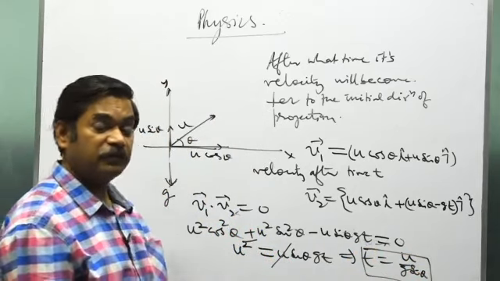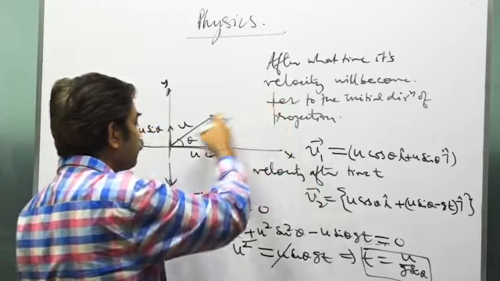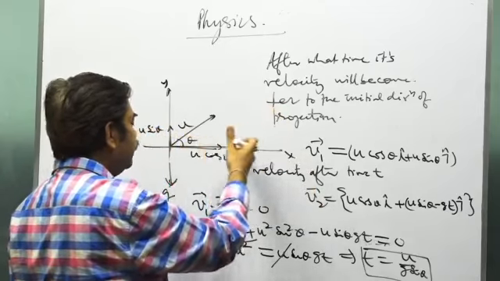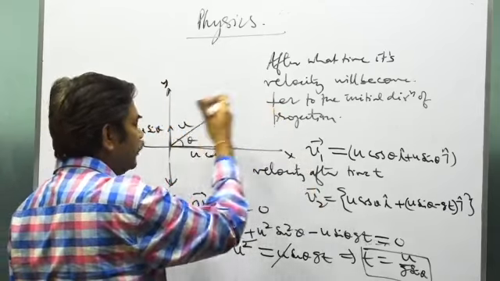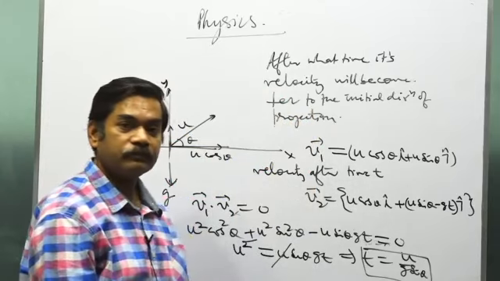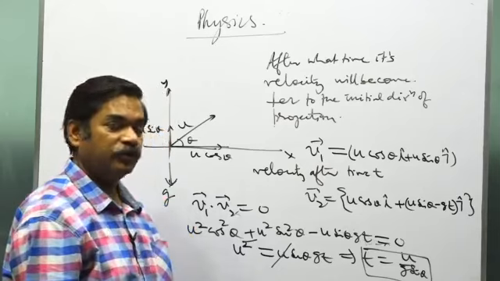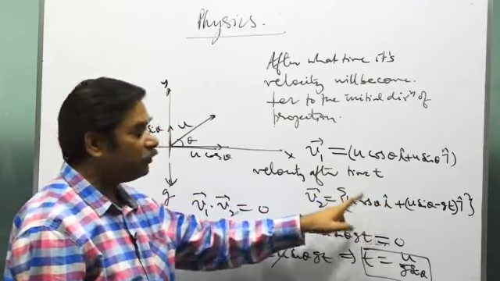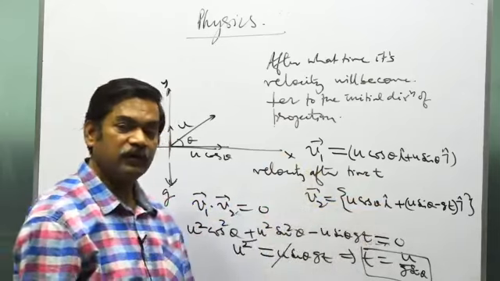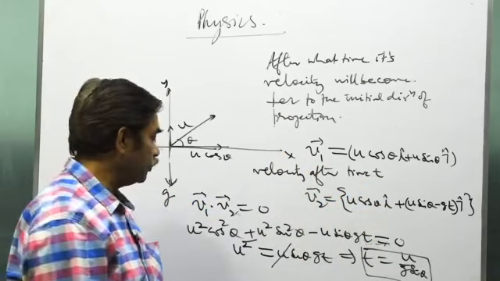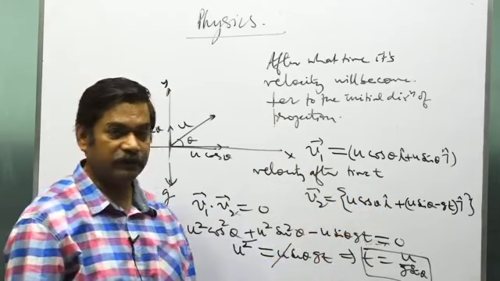So you see the steps when you had to solve this question. First of all, the common thing: resolve into components, and express the vector in the i cap, j cap form. Then you assumed that after time t, the velocity becomes perpendicular. You calculated the velocity after time t. Now because this vector is going to be perpendicular to this, you set the dot product to 0, and you got this answer.